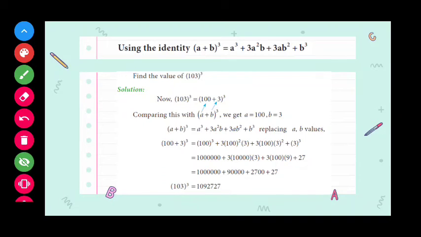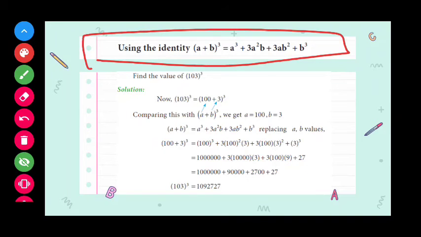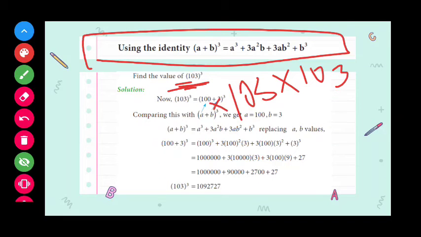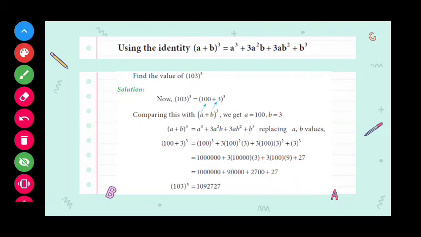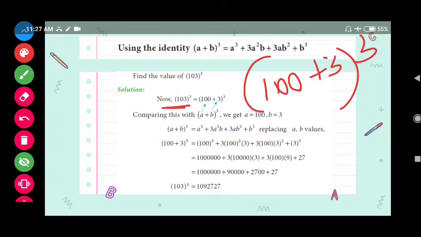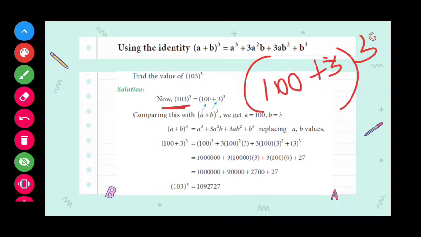So the first one is using the identity a plus b whole cube. How are we going to use the a plus b whole cube identity to get the answer? First we have a question: find the value of 103 whole cube. Usually how do you find the value of 103 whole cube? 103 into 103 into 103. You multiply this with your basic multiplication and get the answer. That seems a bit of a longer way. So what we are going to do here is write this 103 as 100 plus 3 the whole cube. Can we write it like this? We can write 103 as 100 plus 3.